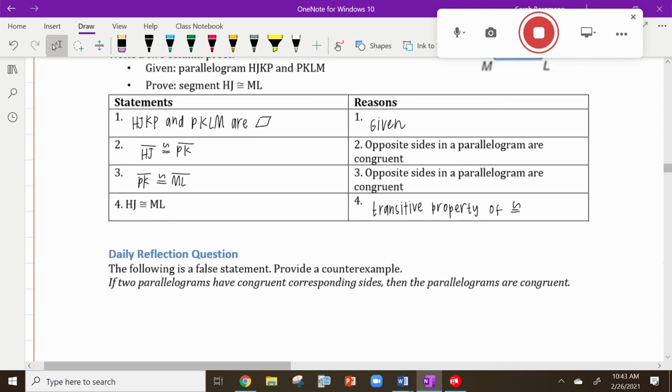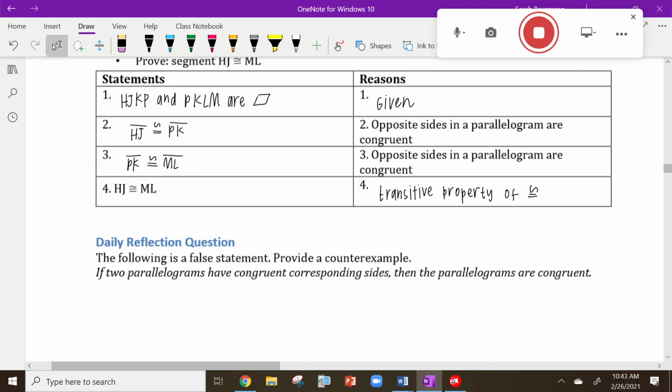And finally, I want you to reflect on this. The following is a false statement. I want you to provide a counterexample. So remember, that's an example of why this is false. It says, if two parallelograms have congruent corresponding sides, then the parallelograms are congruent. So see if you can find two parallelograms that have congruent corresponding sides, but the parallelograms are not congruent. That's what you're trying to find an example of. Find two parallelograms that have congruent corresponding sides, but the parallelograms are not congruent. See if you can find an example.